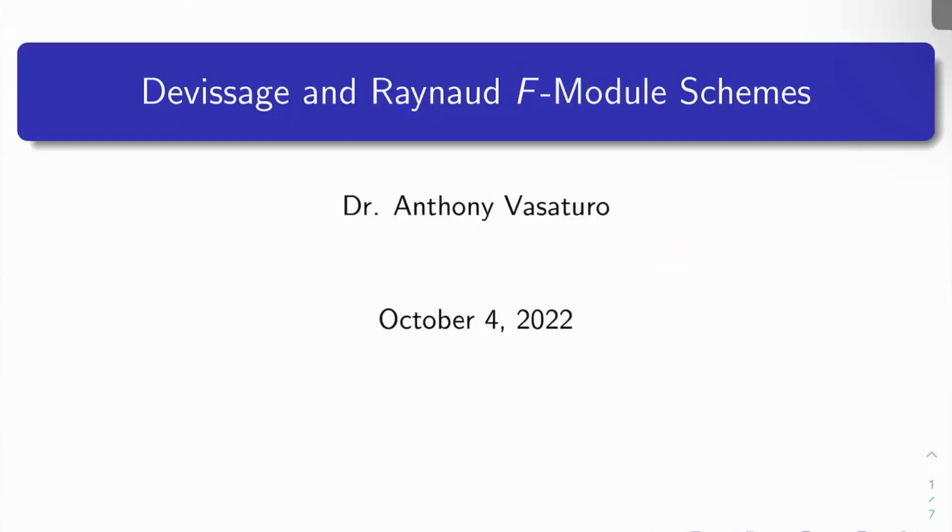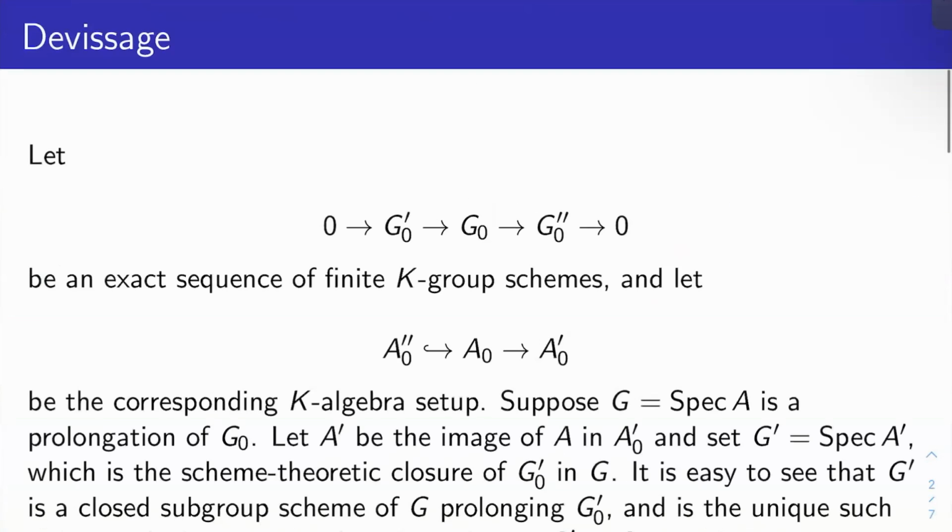Today's video will be on Devissage and Raynaud F-module schemes. Devissage is an all-encompassing term that usually just means if I have an exact sequence of objects and two of the three objects satisfy some property, then the third one does as well. Okay, so we're going to apply that here and see what we can figure out about prolongations.